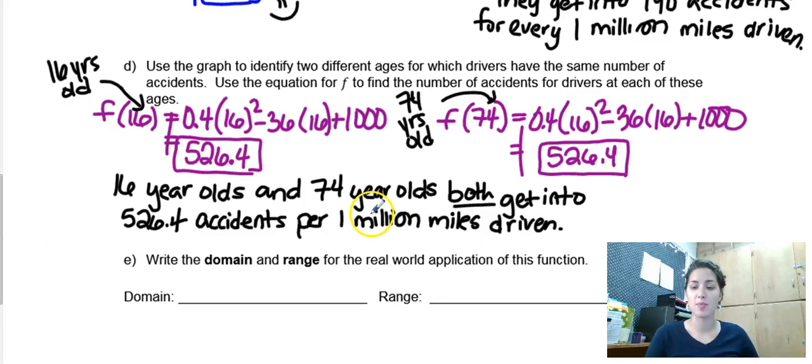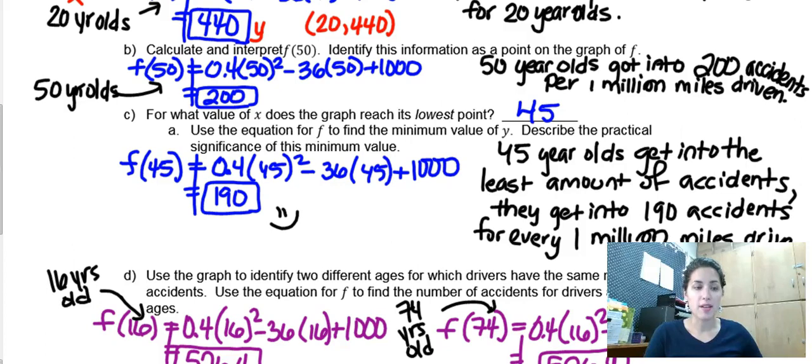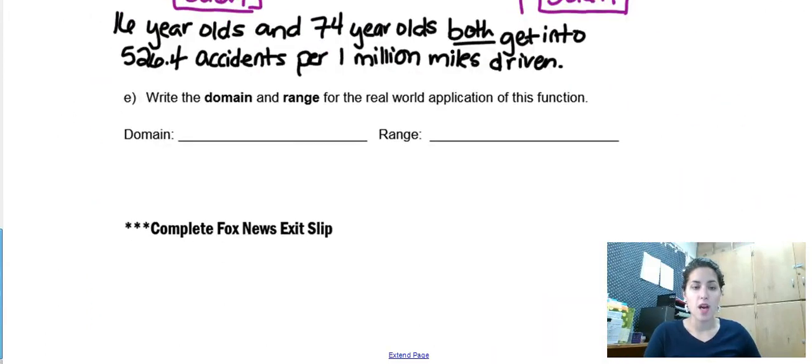Pretty interesting data point. Last but not least, Part E says, oops, sorry about that. Part E says, write the domain and range for the real-world application of this function. So my domain, if I go look at the graph, domain is going to be all about the age, and range is number of accidents.